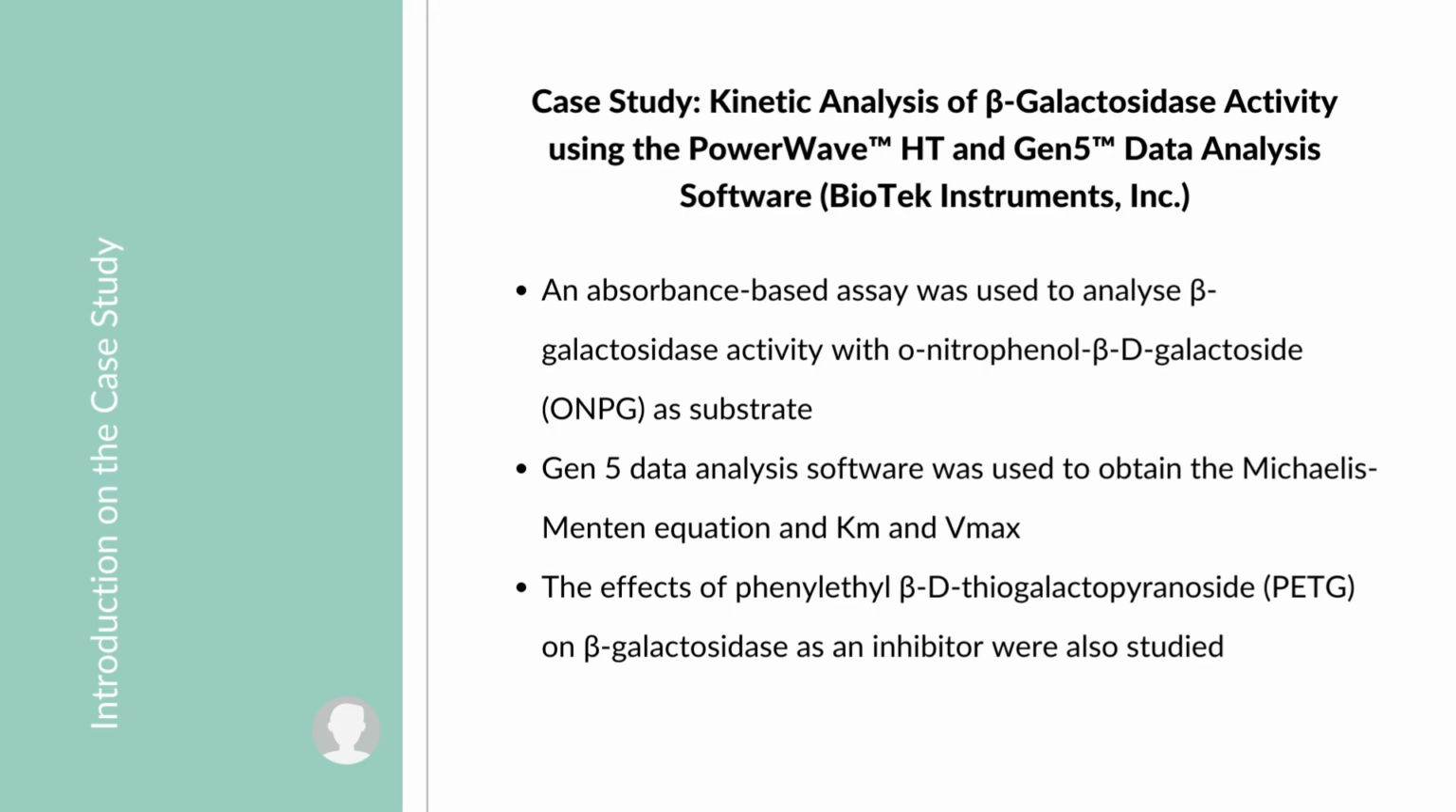So let's look at the case study here. In this case study by the Biotech Instruments Company, an absorbance-based assay was used to study the enzyme kinetics of beta-galactosidase with O-nitrophenol beta-D-galactoside, or ONPG, as the substrate. A data analysis software called Gen5 was used to obtain the Michaelis-Menten equations and the Km and Vmax. The effects of phenylethyl beta-D-thiogalactopyranoside, or PETG, on beta-galactosidase as an inhibitor were also studied.